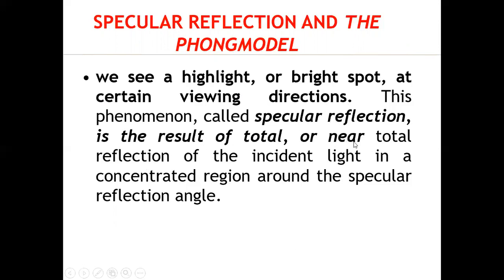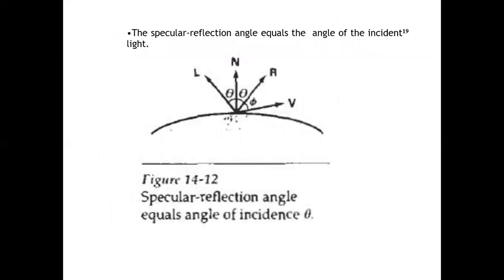It is the result of total or near total reflection of the incident light in a concentrated region around the specular reflection angle. Here we are considering a specular reflection angle which is equal to the angle of incidence of the light. L is the unit light vector, directed toward the point light source, N is the normal for that particular surface, theta is the angle of incidence and also the angle of reflection, and R represents the unit vector in the direction of specular reflection.